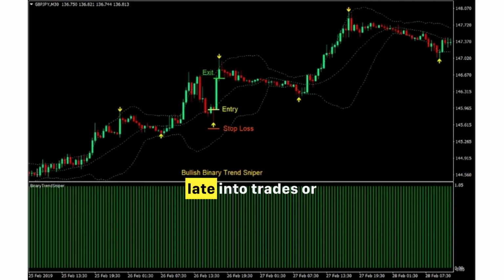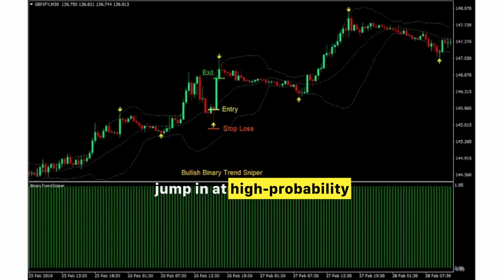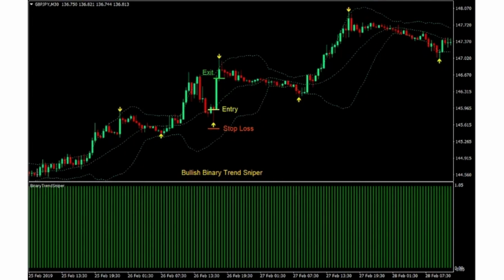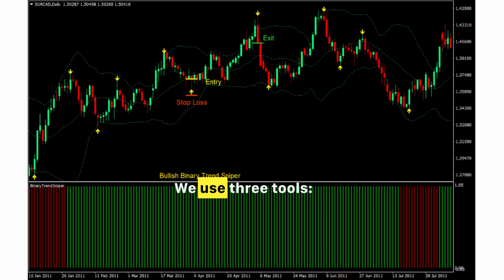Ever feel like you're late into trades or fighting the market's direction? This strategy helps you spot trend bias first, then jump in at high probability reversal points. Here's how it works. We use 3 tools.